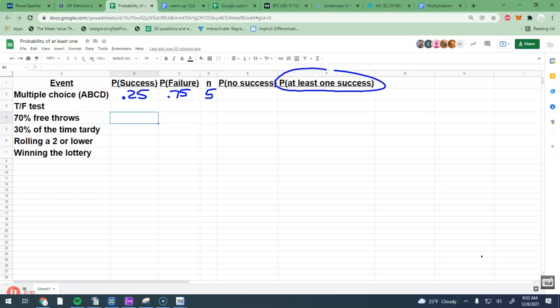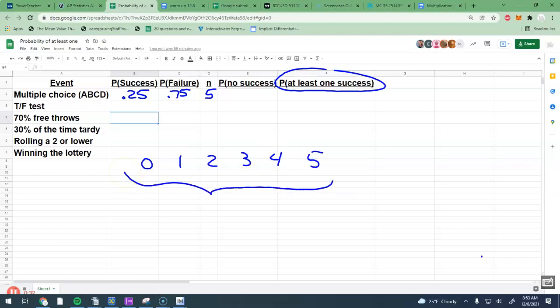But that's really hard because you could get the first question, the second question, the third question, the fourth question, the fifth question. Or you could get 2 right, which could be the first and second, or the first and third, or the first and fourth, or the first and fifth, or the second, third. Or 3 right. There are all these different crazy combinations. So what is by far the easiest to do is find the probability of the opposite. How many questions could I possibly get right? I could get 0, 1, 2, 3, 4, or 5.